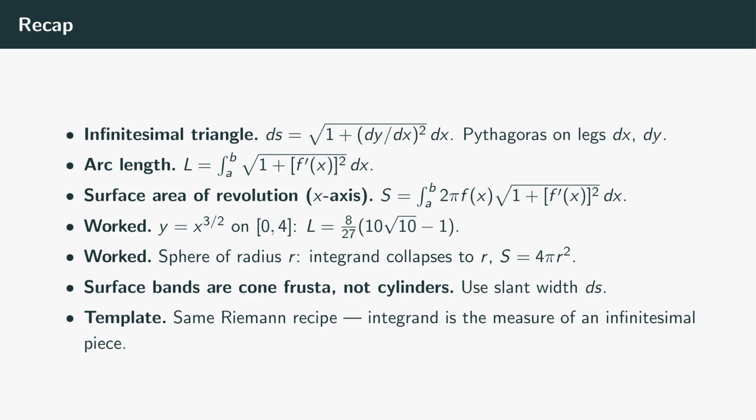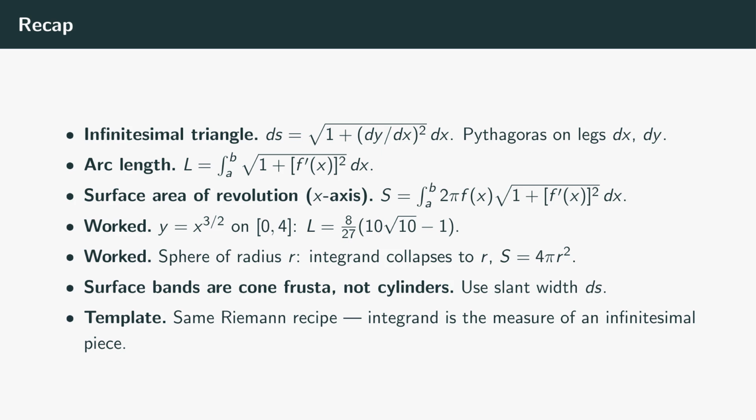Arc length. Sum the slant lengths of all the tiny pieces. L equals the integral from a to b of the square root of 1 plus f prime of x squared dx. Worked example, y equals x to the 3/2 on the interval from 0 to 4 gave L equals 8/27 times the quantity 10 root 10 minus 1, about 9.07.